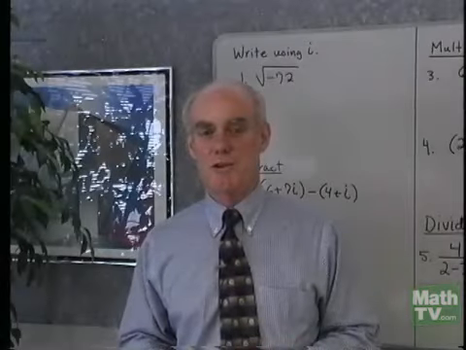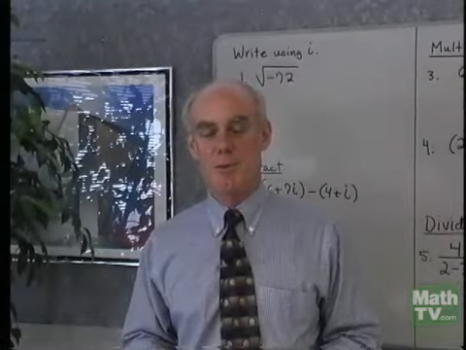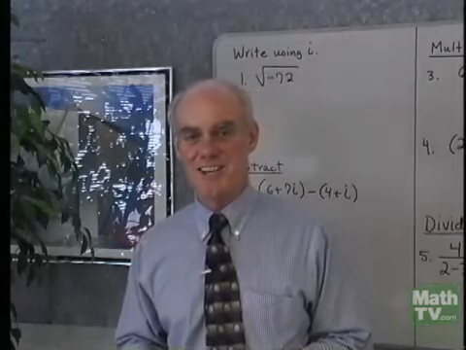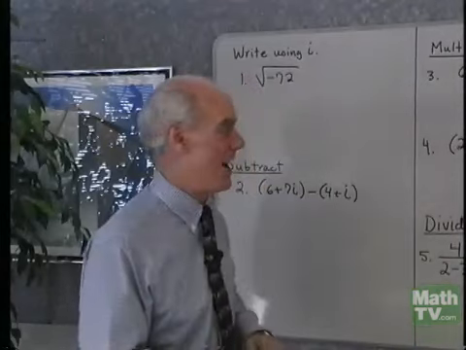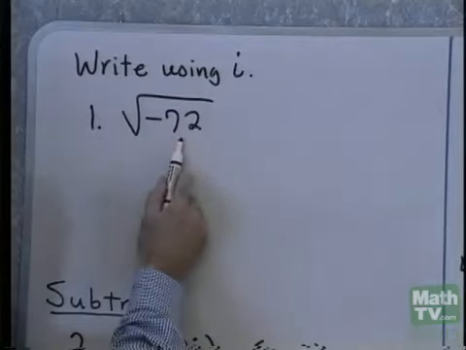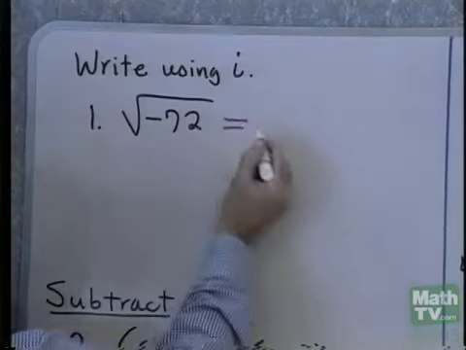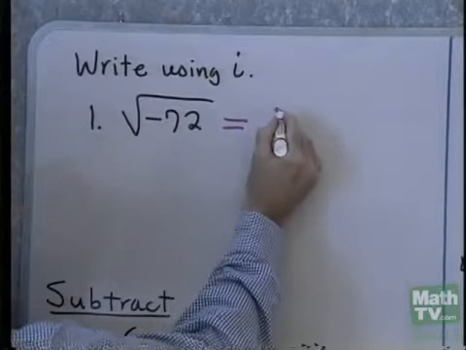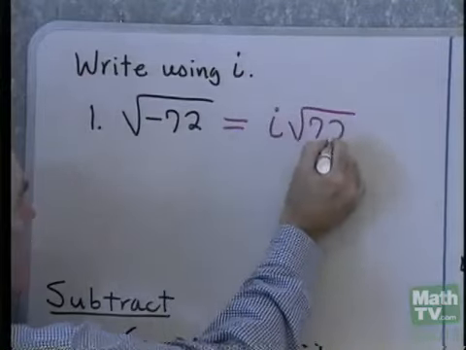Complex numbers are numbers that involve the number i, where i is the square root of -1. Here are some problems that involve i. First of all, write using i the square root of -72. Now what this will be is i times the square root of positive 72.